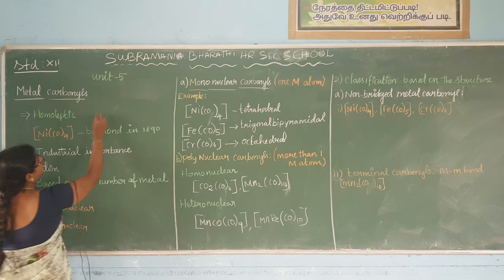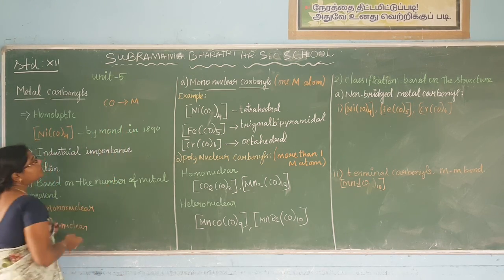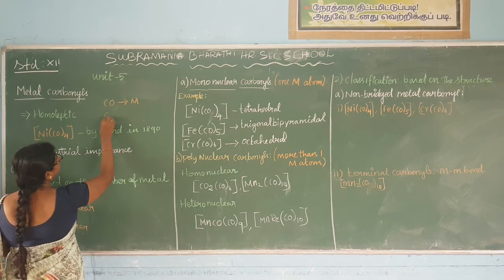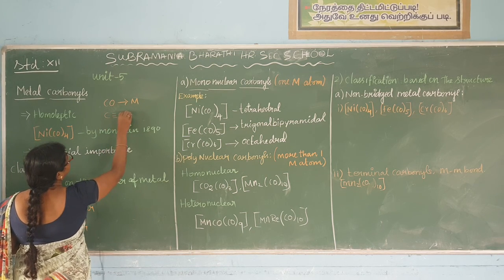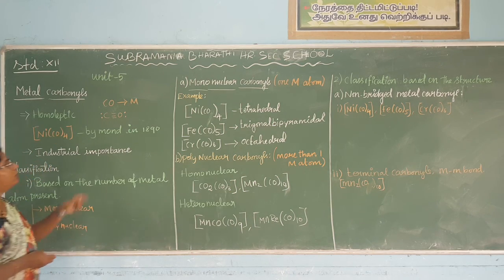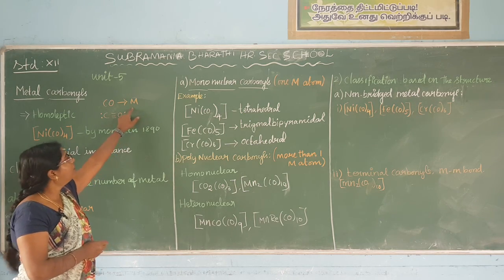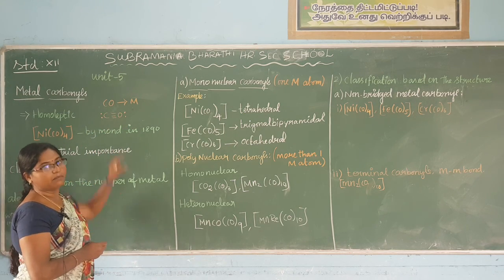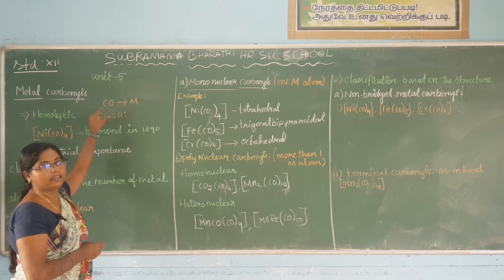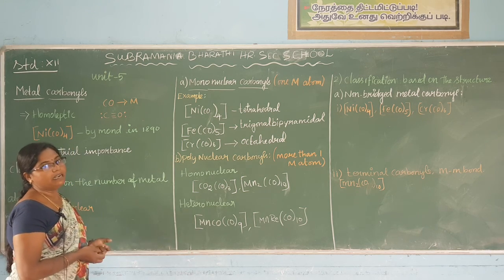When a carbon monoxide group is attached with a metal, it is called a carbonyl group. Let me draw the structure here for the carbonyl group. It has a lone pair of electrons. Those lone pair of electrons will be donated to the transition metal. So it is called a metal carbonyl. A carbonyl group is attached with any of the transition metals. So this is called metal carbonyls.